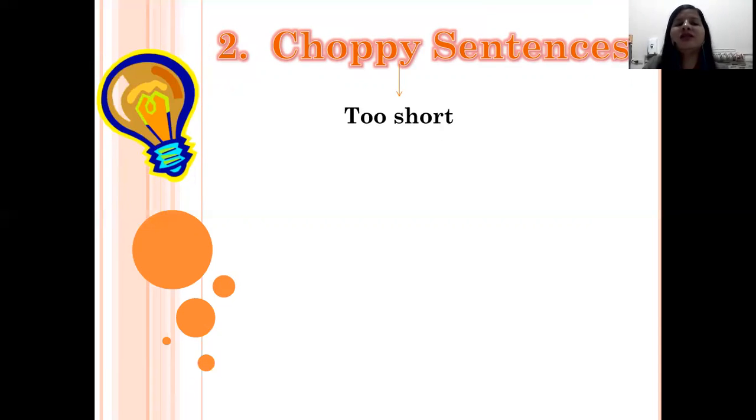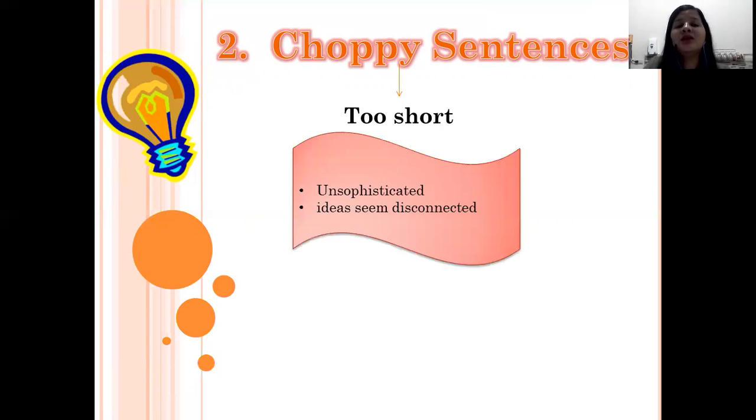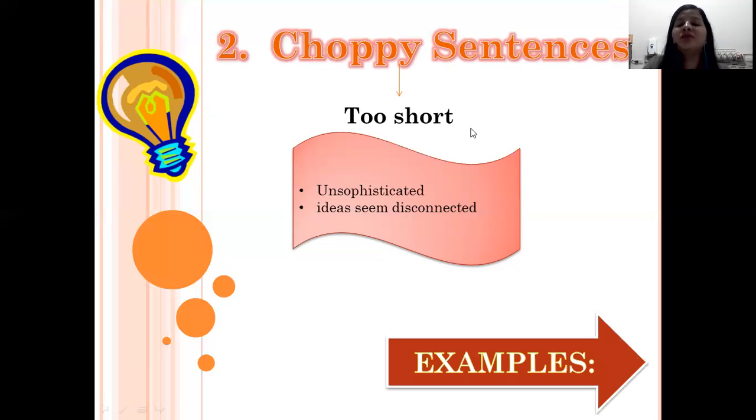This example is about choppy sentences, as you can see in the PPT. These choppy sentences are too short and it can make your writing appear unsophisticated and also your ideas seem disconnected. But short sentences can be effective in certain situations, okay? As I mentioned, short sentences can seem unsophisticated and the ideas disconnected, okay? Now I give some examples about that.